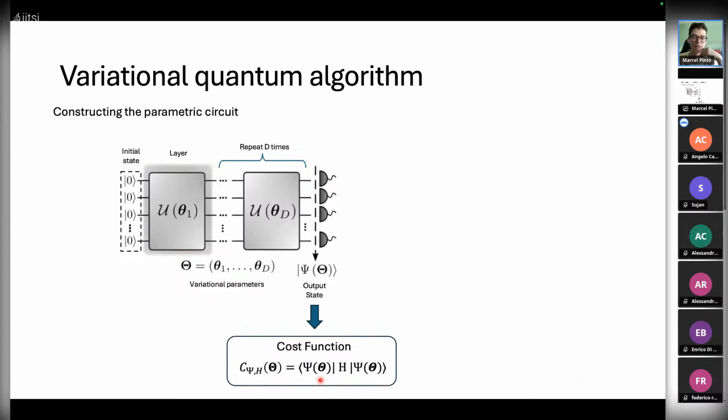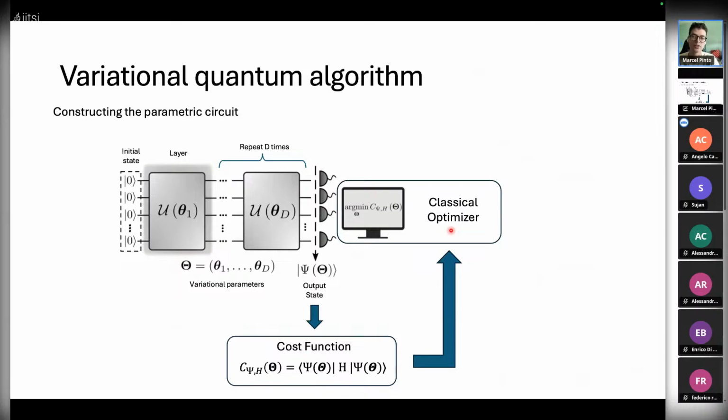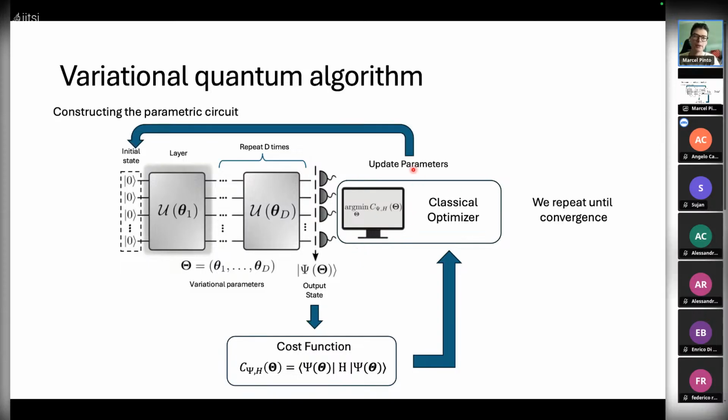You want to minimize this cost function, and since this kind of algorithm is hybrid quantum-classical, we're going to throw this cost function into a classical optimizer, and the optimizer will tune the parameters in a way that finds the minimum of this cost function. After the optimizer gives you updated parameters, we plug them again into our quantum circuit, and this loop runs until we reach convergence, and the cost function doesn't change much anymore.